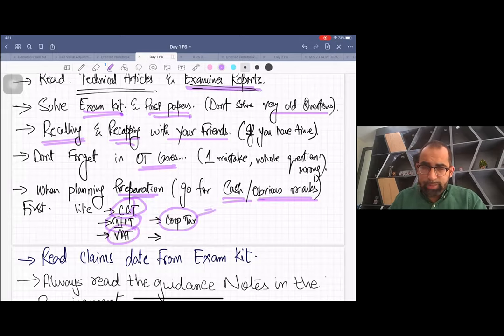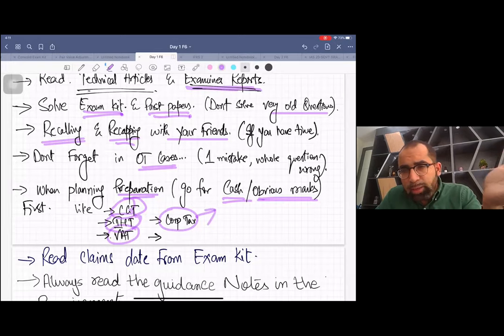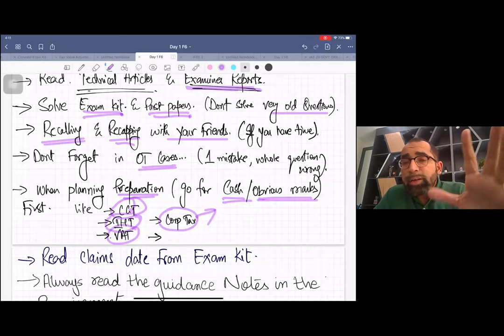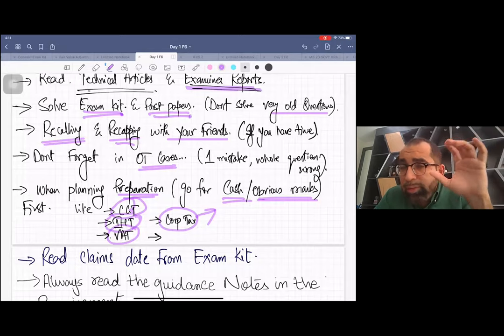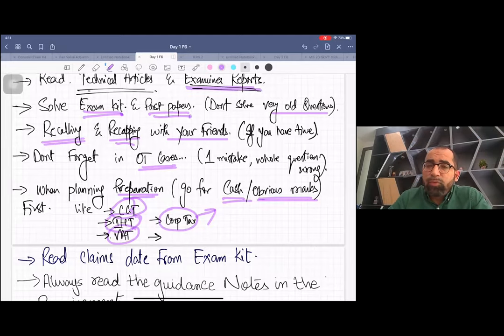Similarly, corporation tax, a 15 marks question is fixed, and some MCQs may come from corporation tax. So overall, if you do CGT, IHT, VAT and corporation tax, you can easily score 60 marks. Similarly, capital allowances is also a very cash and very easy area from which you can get marks. So first of all, your first target is to cross the 50 marks border. And for that, go for cash and obvious marks. So these areas are highly recommended, right?